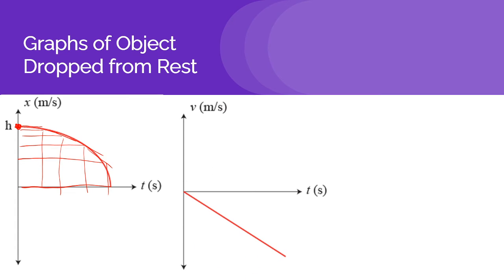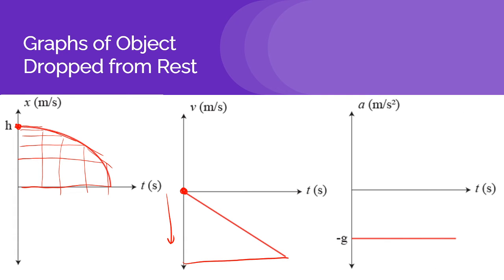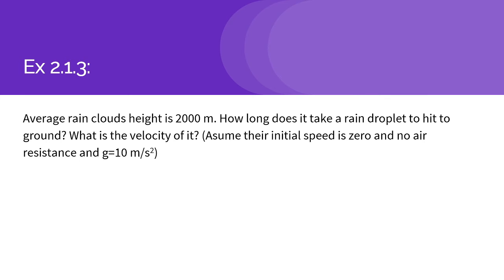But our velocity is going to be constantly increasing. It is going to start from 0 and go down, so it's negative, but it is going to be increasing numerically. And your acceleration is always negative g for all free-falling cases.